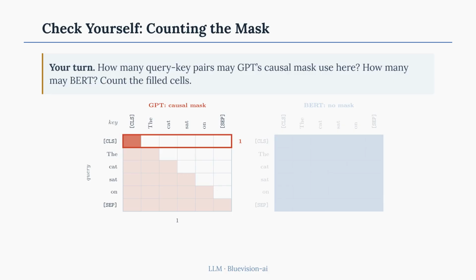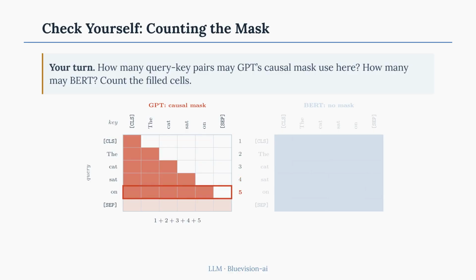Row 1 is the CLS token asking the question. Under the causal rule, it may look at itself and at nothing else, because there is nothing to its left. 1 filled cell. Row 2 is the. It reaches back to CLS and to itself. 2 cells, so we add a 2. Row 3, cat, reaches 3. You can see the staircase forming now, and you can see why. Each token has exactly 1 more token to its left than the token above it, so each row gets exactly 1 more cell. Row 4, sat. Row 5, on, 5. And row 6, sep, is the only row in the whole grid that sees the entire sentence, 6.